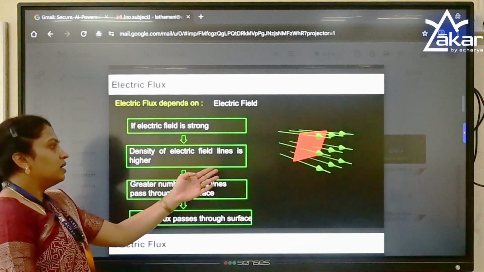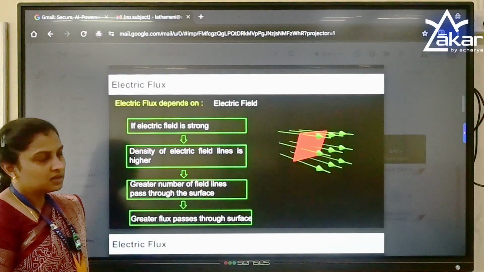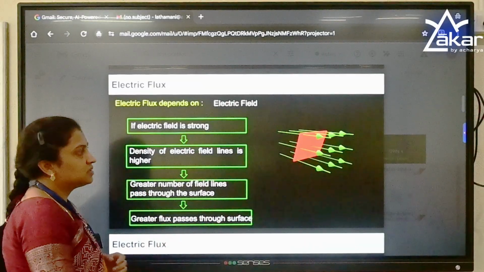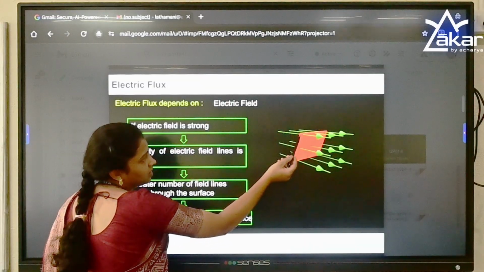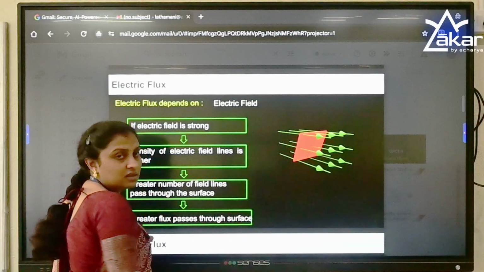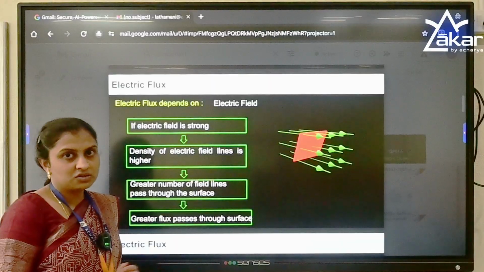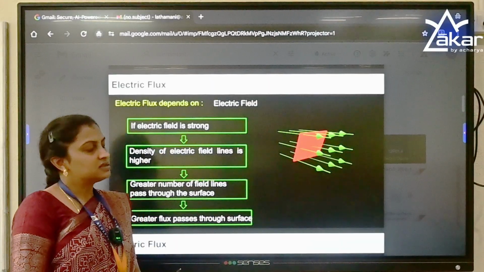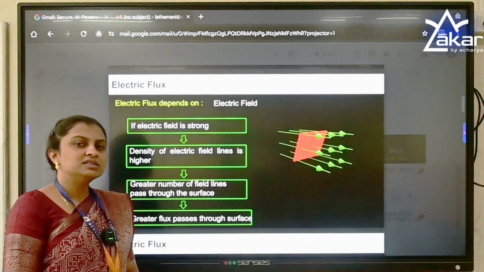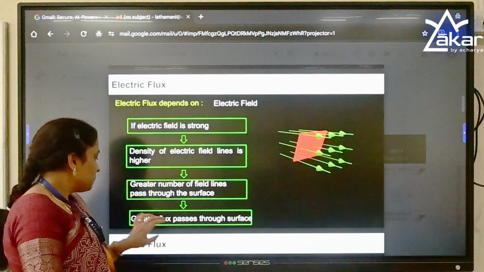Here you can see the greater number of electric lines are passing through this surface. Why? Because greater flux is passing through this surface. We can also count: 1, 2, 3, 4, 5, 6, 7, 8, 9. How many lines are passing through this? Theoretically we can say, but practically it is impossible to count the field lines. So what is the definition of electric flux? The number of lines passing through the imaginary surface is called electric flux.